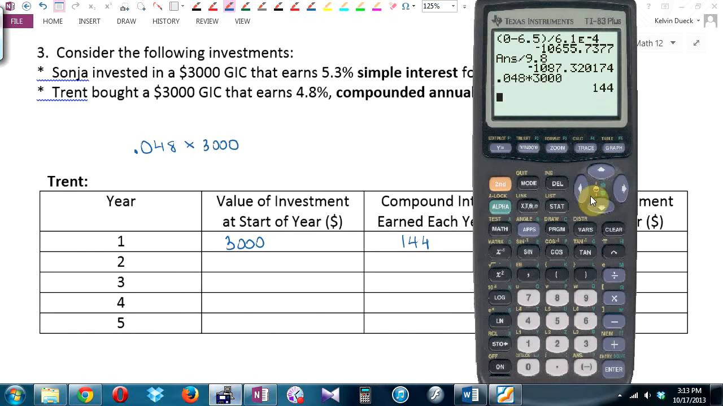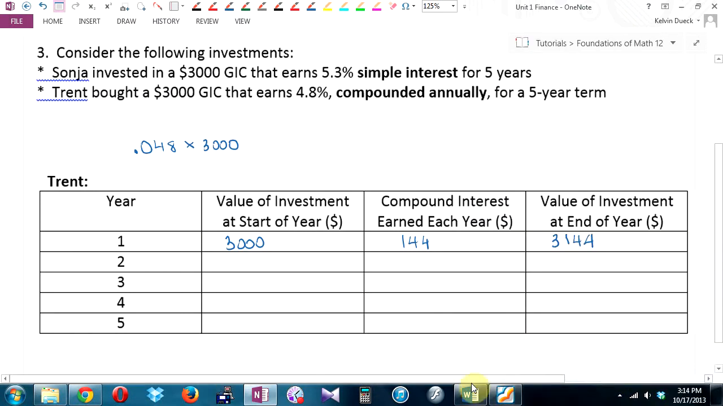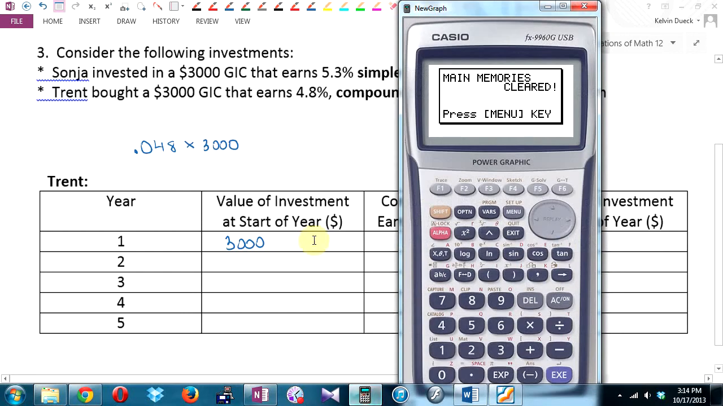Is that okay so far, kiddo? I brought up the wrong calculator. We'll use this one for you guys.